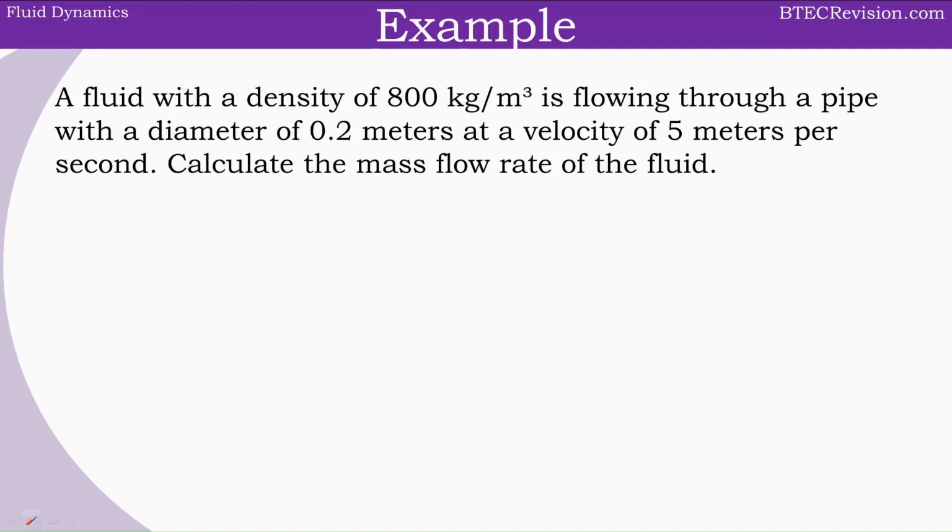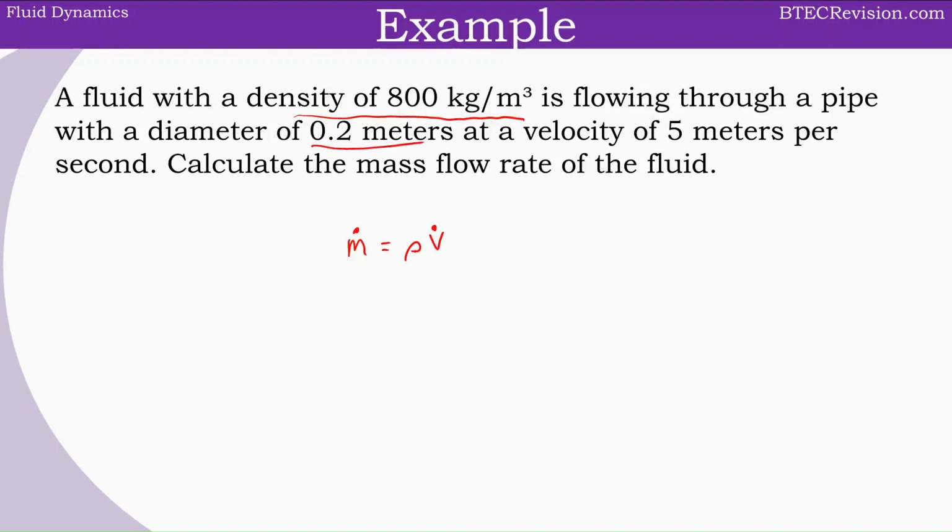Now, let's try this example. A fluid with a density of 800 kilograms per meter cubed is flowing through a pipe with a diameter of 0.2 meters at a velocity of 5 meters per second. Calculate the flow rate of the fluid. The first thing we can do is write down the equation for mass flow rate, which equals rho V dot. And we know the density, that is 800 kilograms per meter cubed.